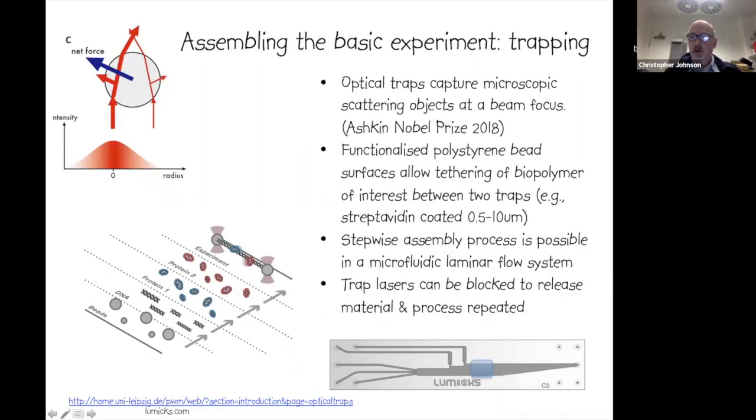So the phenomenon of optical trapping relates to the fact that interaction or scattering with a particle leads to a change in the momentum of light. And therefore there's a force that acts on that particle, which drives the particle towards the area of light where you have highest intensity. So when you have a very tightly focused laser beam, you are able to hold particles at that focus.